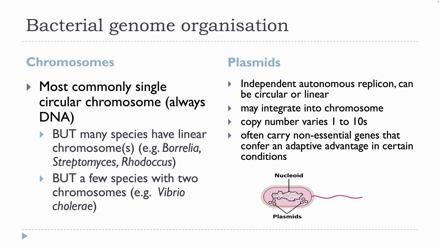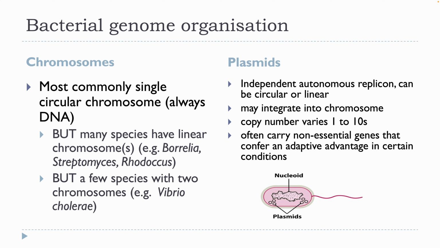Bacterial genomes generally consist of a single chromosome, usually circular, but you can have some linear chromosomes, and you can have some organisms where you have multiple chromosomes. Vibrio cholerae is an example there. We do also see these independent autonomous replicons, which can be DNA that can replicate in the cytoplasm independently of the chromosome, although sometimes they can just jump into the chromosome, integrate into it, and they can vary in their copy number.